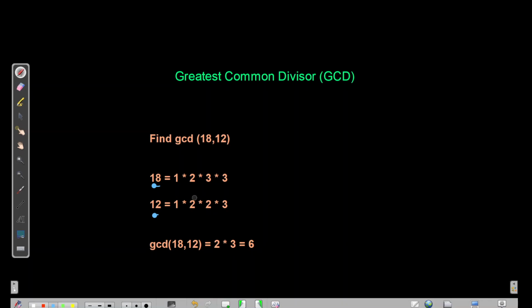Now I am going to identify the common factors. Here I am having 1 and 1, here I am having 2 and 2, and here I am having 3 and 3. So what are the common factors? 1, 2 and 3. So 1 into 2 into 3 is the common factors. So the highest common factor is 6. So GCD of 18 comma 12 is 6.